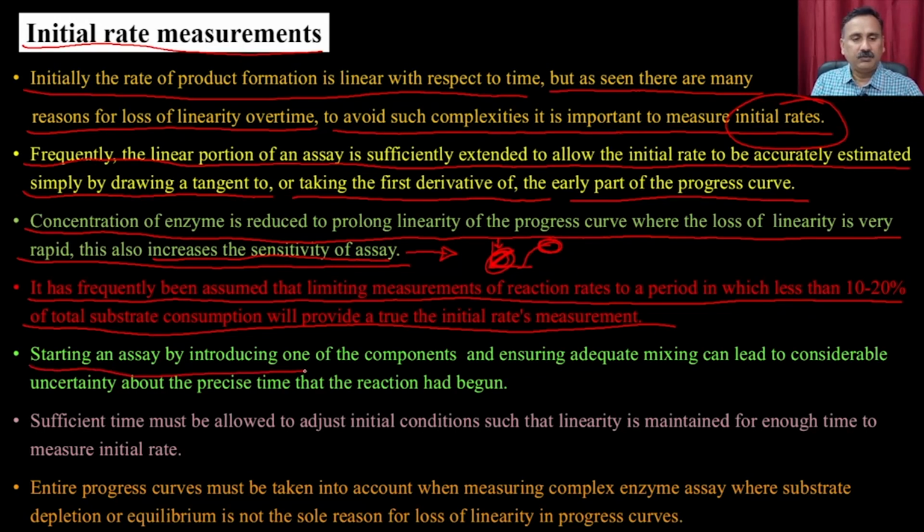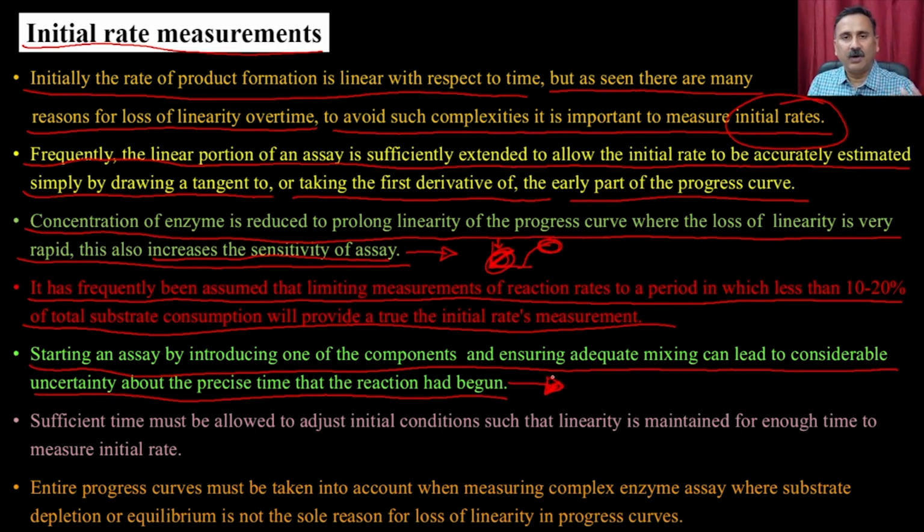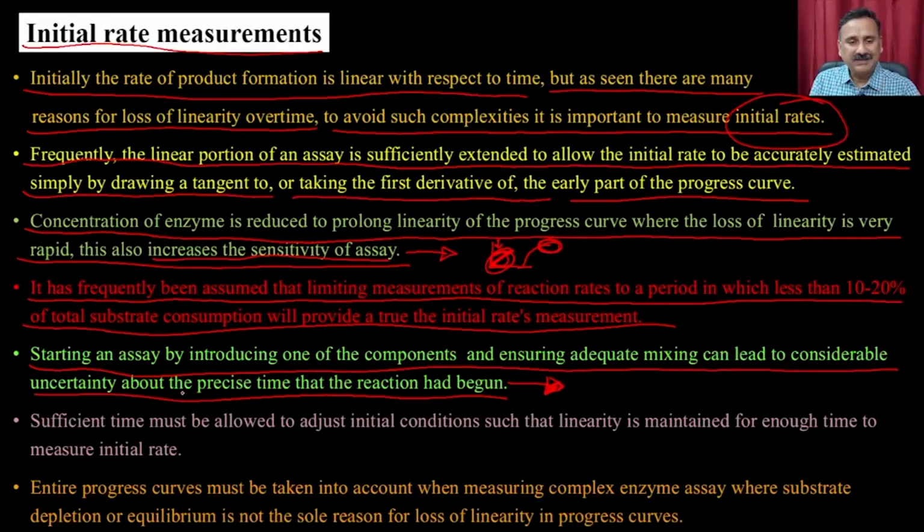Starting an assay by introducing one of the components and ensuring adequate mixing can lead to considerable uncertainty about the precise time the reaction had begun. So one of the major issues with the initial measurement is that you are not very sure about when you started the reaction, because when you add the last component, the reaction is going to start. But the precise time when the reaction began is very difficult to say, right? So sufficient time must be allowed to adjust the initial conditions, such that linearity is maintained for enough time to measure the initial rate.